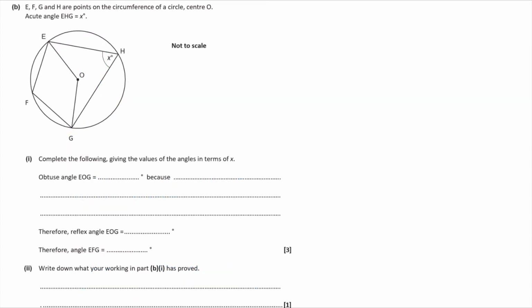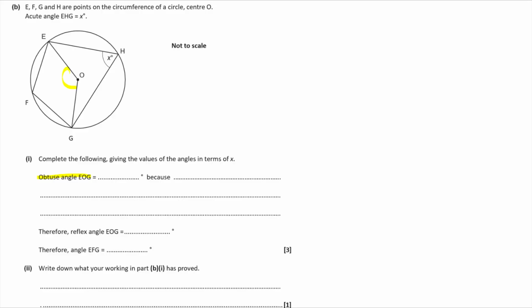Okay, now for part B, we've got a different circle here. We've got E, F, G, H are points on the circumference of the circle centre O. Acute angle EHG equals x. Complete the following. Give the values of the angles in terms of x. Obtuse angle EOG. That's going to be obtuse angle EOG. That's this one, isn't it?